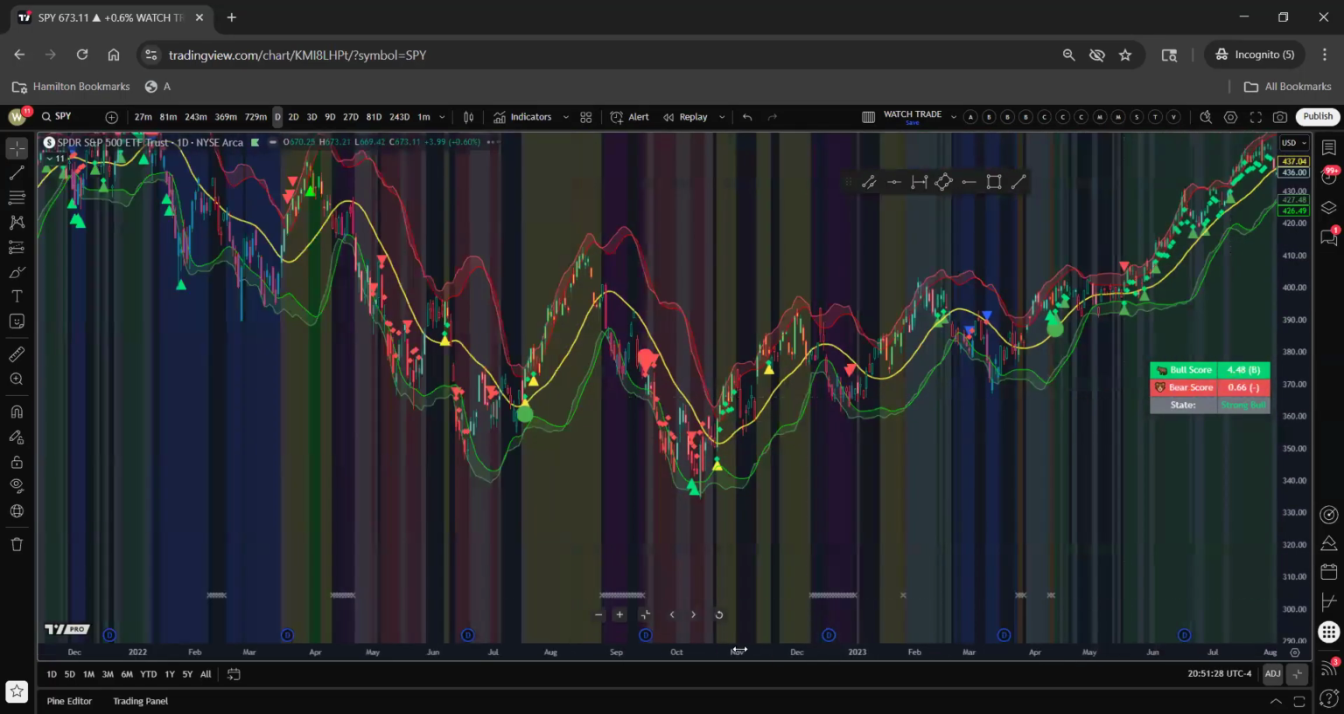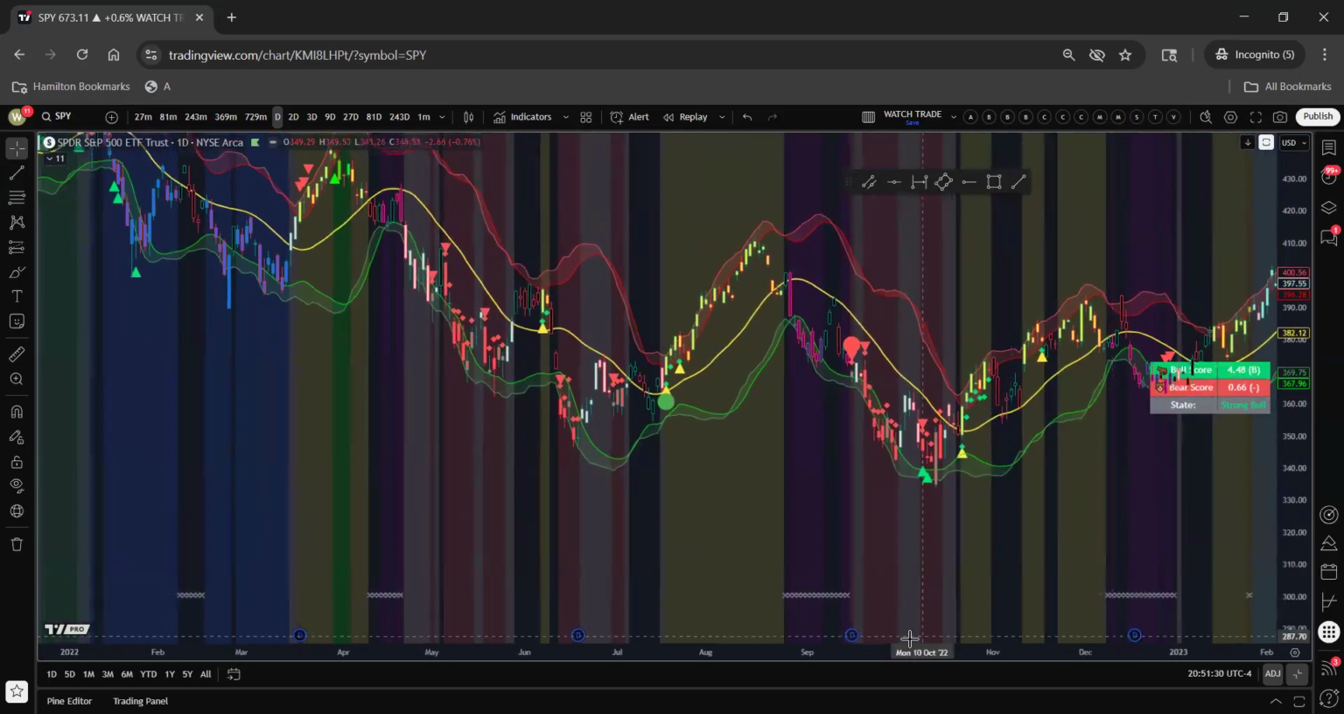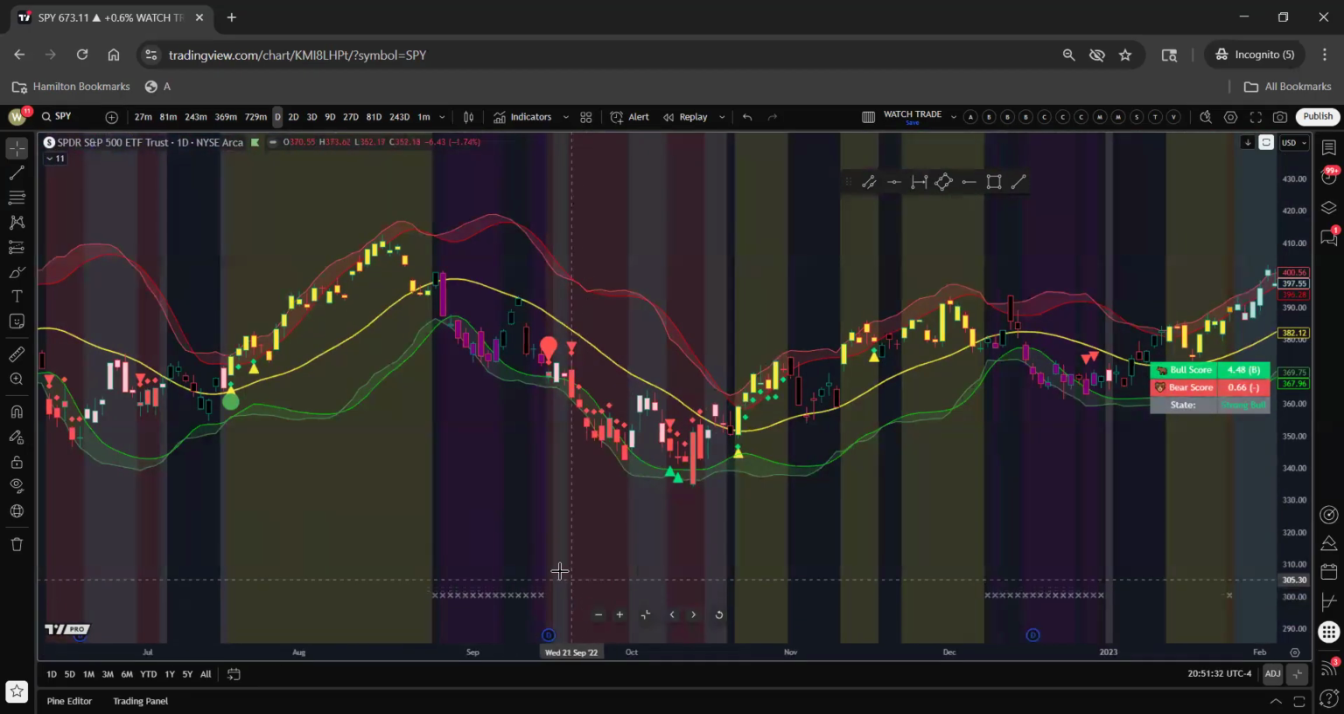Let's see here if we can find a better example. So here back in 2022, we got early bearishness, purple, your very first signs of a bearish turning point, and it went straight into bearishness. It skipped the neon red.